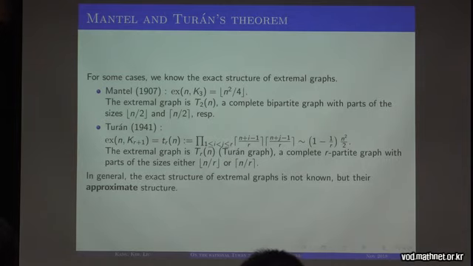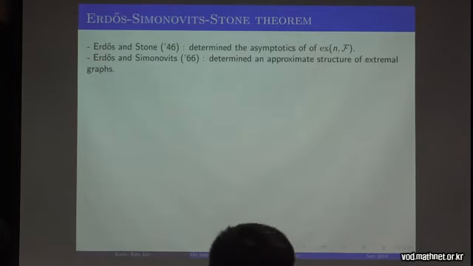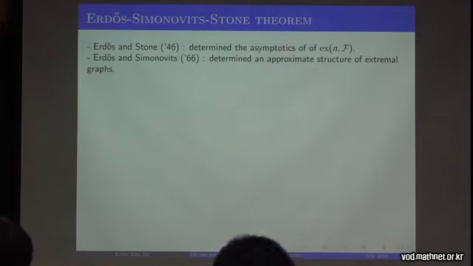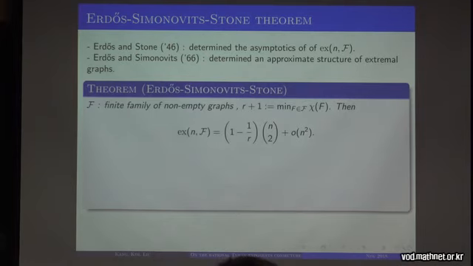One of the fundamental theorems on their approximate structure is the theorem by Erdős, Simonovits, and Stone. Erdős and Stone in 1946 determined the asymptotics of the extremal number, and two decades later, Erdős and Simonovits determined their approximate structure. So let me state the theorem.